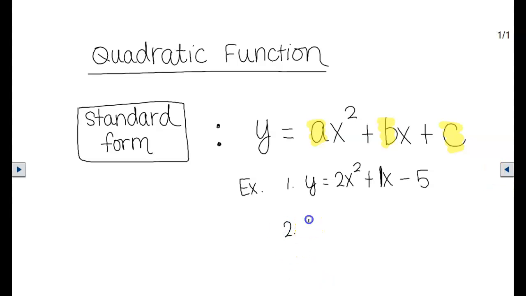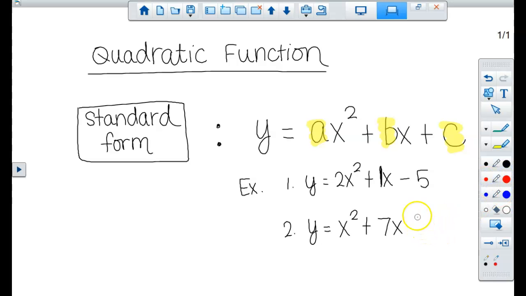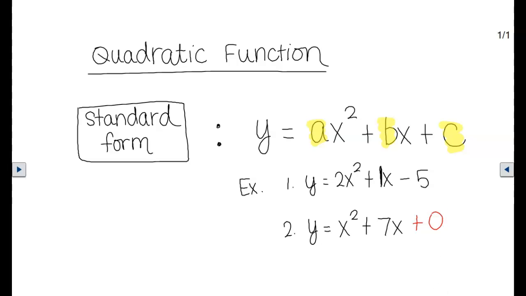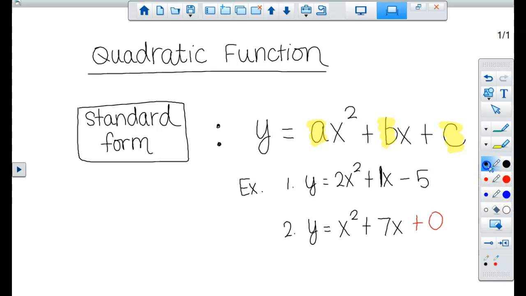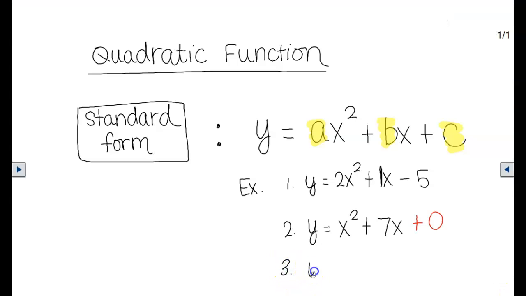If I did something like y equals x squared plus 7x, that would be a quadratic equation. Here is my ax squared term. The a would be a 1. Here is my bx term. The b would be a positive 7. And then notice that c is missing. What that means is that c is 0. I could put a plus 0 there. X squared plus 7x plus 0 would be the same thing as x squared plus 7x. So it's okay for terms to be missing. And if those terms are missing, it just means that coefficient is a 0.